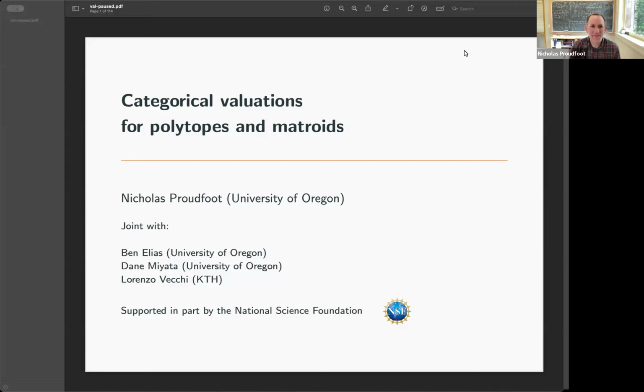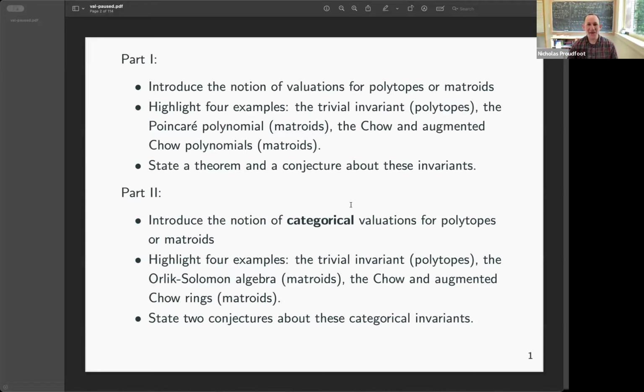Sorry, let me get this working. All right, so this is just a really quick overview of what I'm going to do. I'm going to tell you what a valuation, or valuative invariant, is for polytopes and matroids. And I want to talk about a few examples: the trivial invariant, Poincare polynomial, Chow polynomial and augmented Chow polynomial. And this is a little orthogonal to the main line of the talk, but I just want to state a theorem and a conjecture about some of these invariants just to motivate why they're interesting.